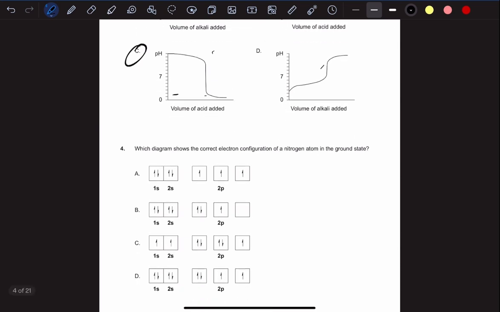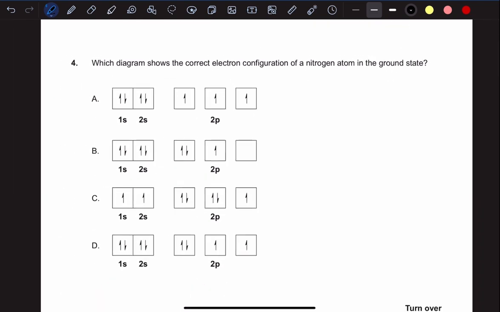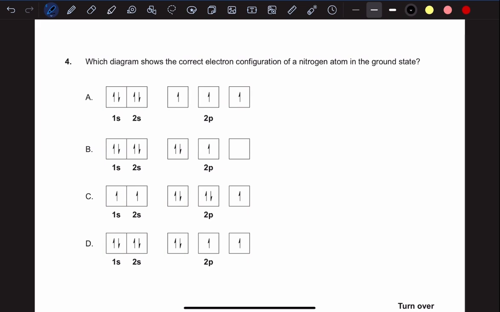It gives us C. Question 4. Which diagram shows the correct electronic configuration of a nitrogen atom in the ground state? Now, it has a lot of words here to confuse you. It's just the electronic configuration of nitrogen.